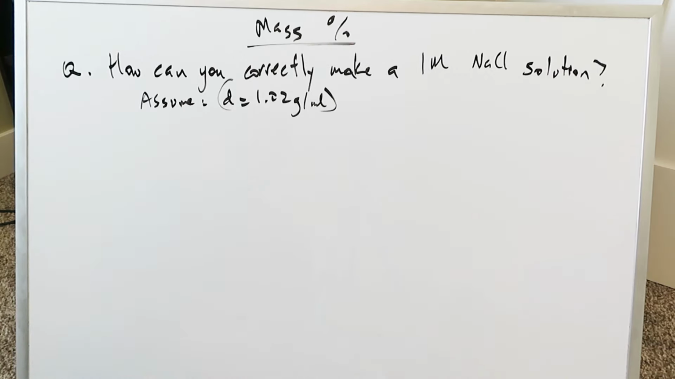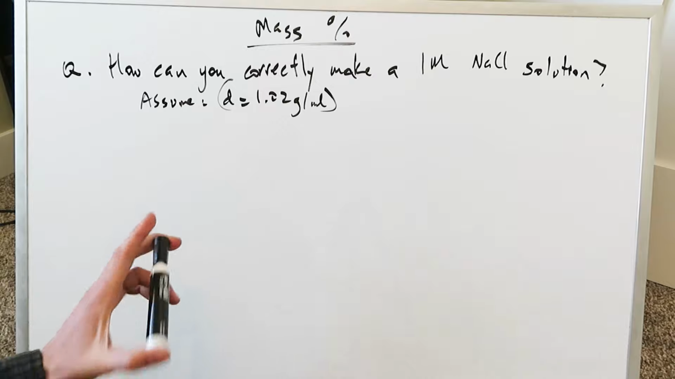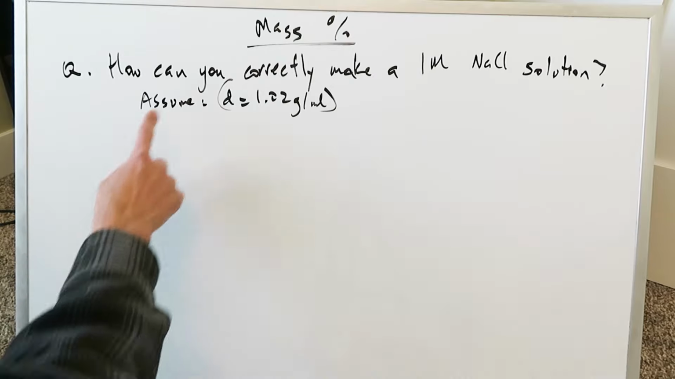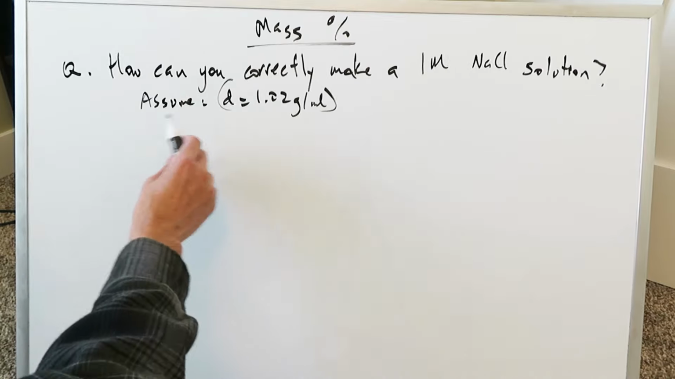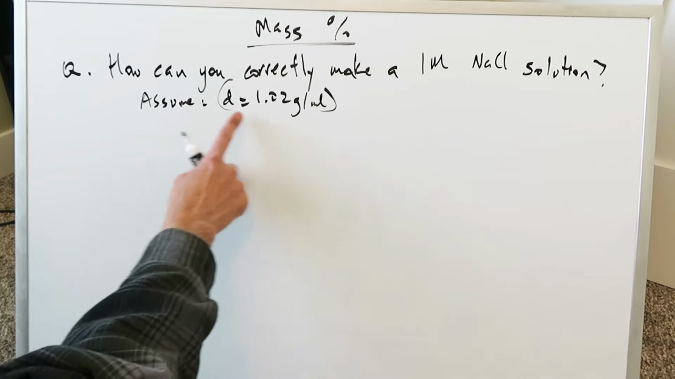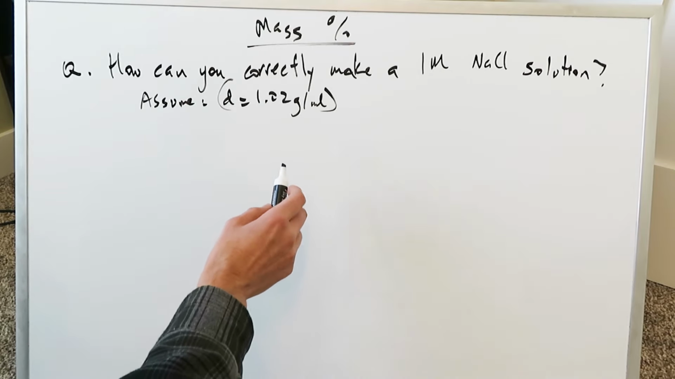Let's look at the second question over here, which will bring in the molarity concept along with the mass percent concept. How can you correctly make a 1 molar sodium chloride solution? It would seem intuitively that it's easy, but it is not, because many students will make a very common error. We have to assume here density is 1.02 grams per ml.